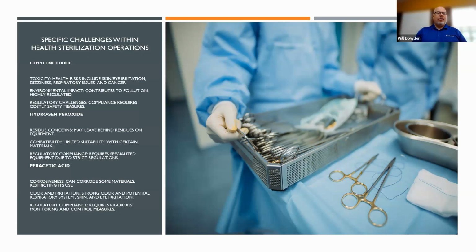And finally, we have peracetic acid. With peracetic acid, one of the items that we have to think about is corrosiveness. It can corrode some materials over time, restricting its use. With odor and irritation, there's a strong odor and potential respiratory system, skin, and eye irritation issues. And finally, we have regulatory compliance items, which include rigorous monitoring and control measures for peracetic acid exposure.